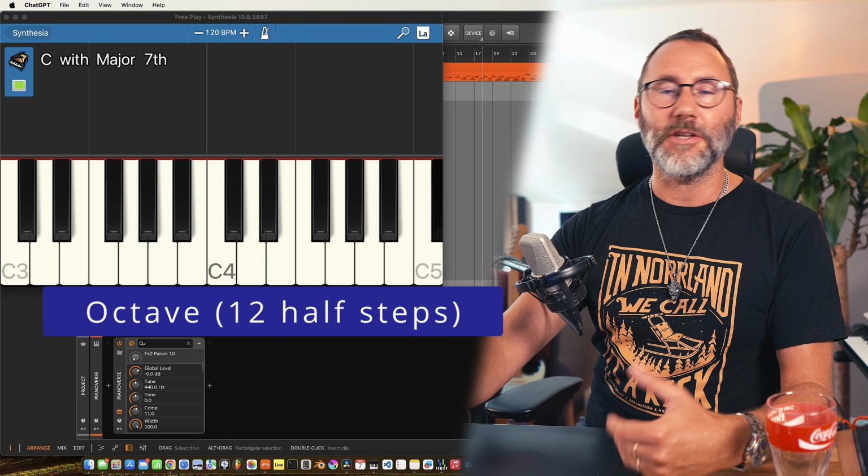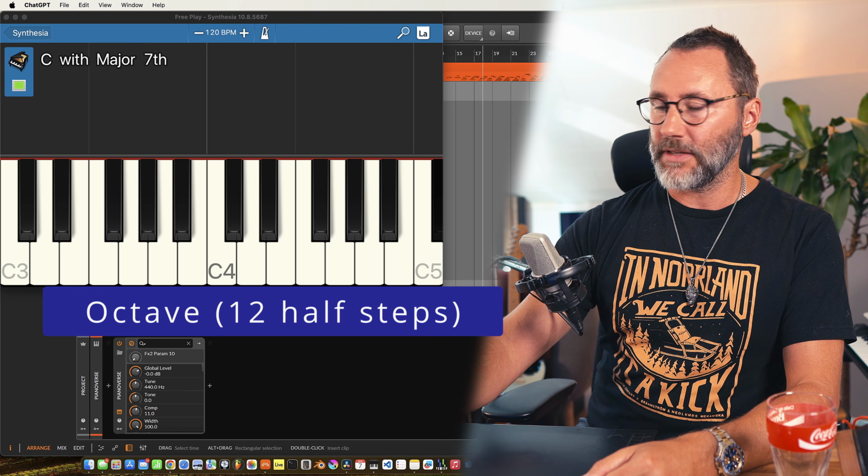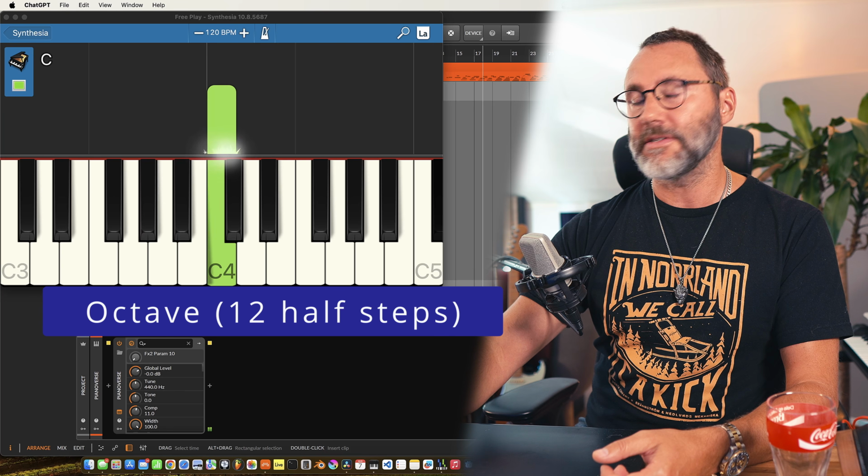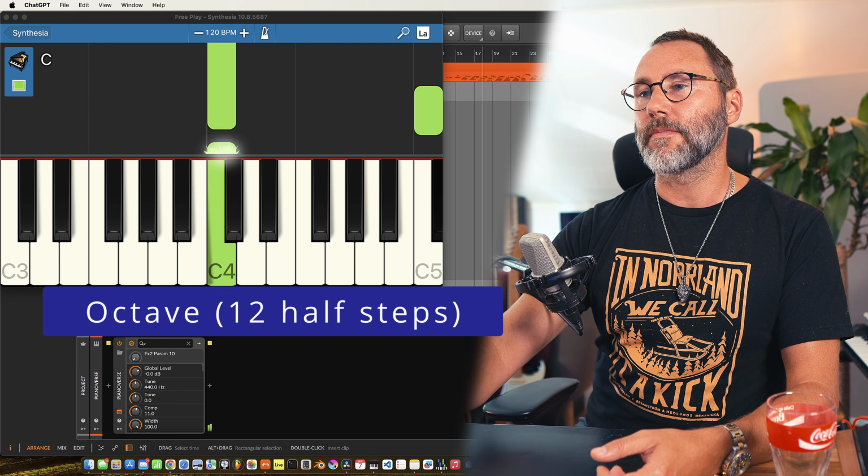And the final interval of today is called octave. And that's when you play the same note 1 octave above, 12 semitones above. So if we have the C4, it's going to be the C5. So that's basically all the intervals you need to know to pick out the most melodies and most chords.